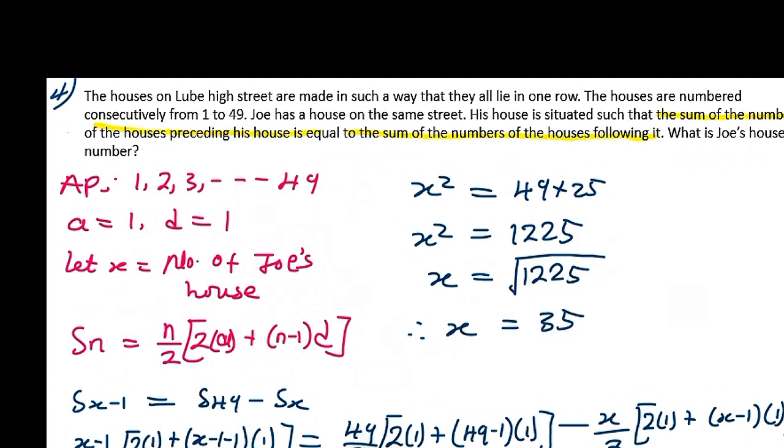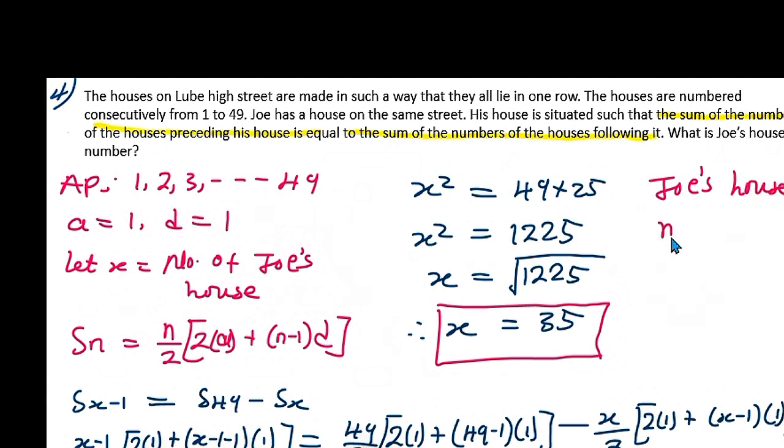So we can say that Joe's house is number 35. So the question is, what is Joe's house number? So we can say that Joe's house number is 35. Okay, so we can locate him at number 35.